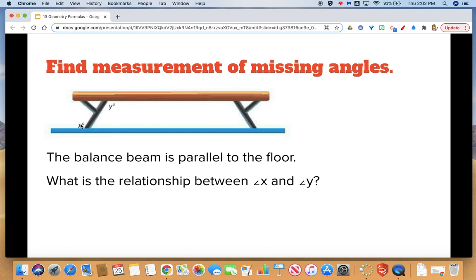X and Y are alternate interior. Do you see that? They're both on the inside of these two parallel lines on opposite sides of that transversal. If Y is 117 degrees, what must X be? It must be the same, also 117 degrees.